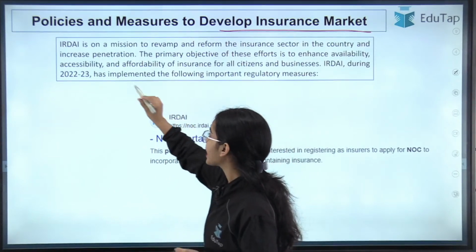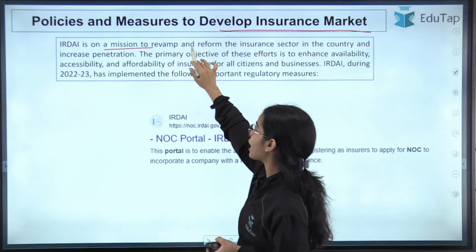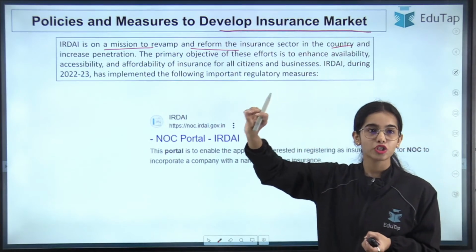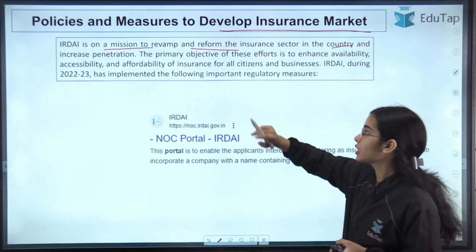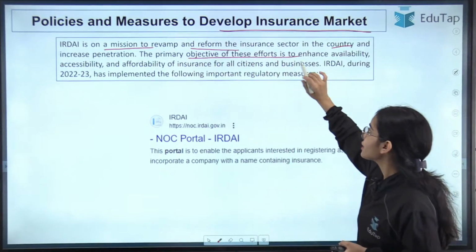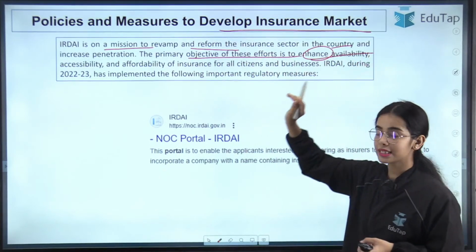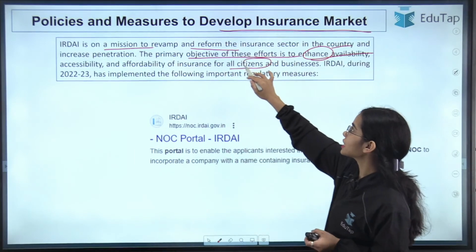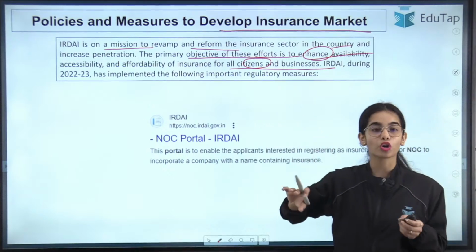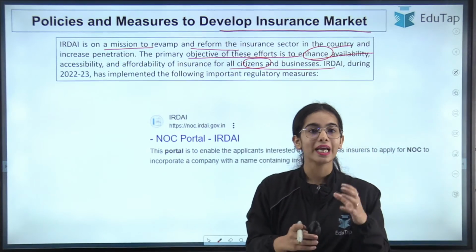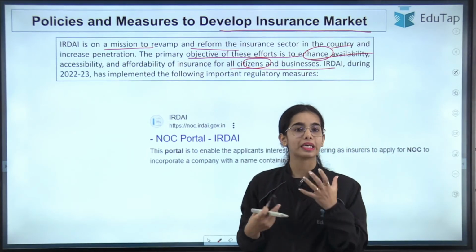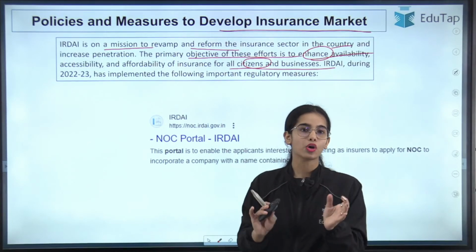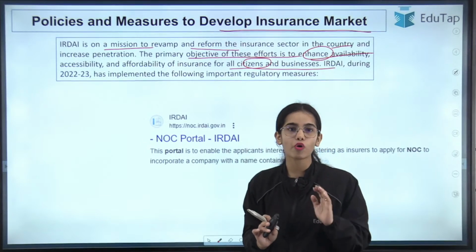Okay. So IRDAI is on a mission to revamp and reform the insurance sector in the country and increase the insurance penetration in the country. So the primary objective of these efforts is to enhance availability, accessibility and affordability of insurance for all the citizens and businesses. So you can understand that we want all the citizens and all the businesses of our country to have access to insurance and the affordability of insurance. They should be able to afford the insurance.